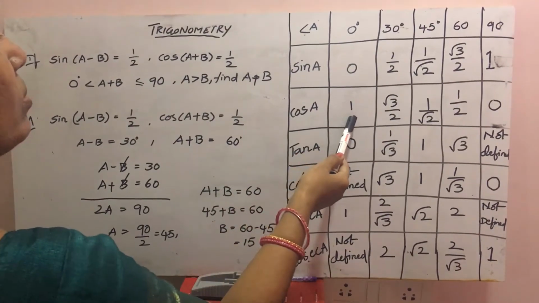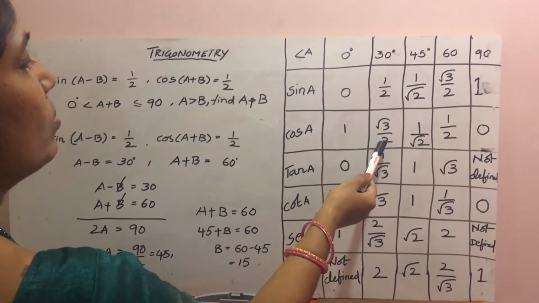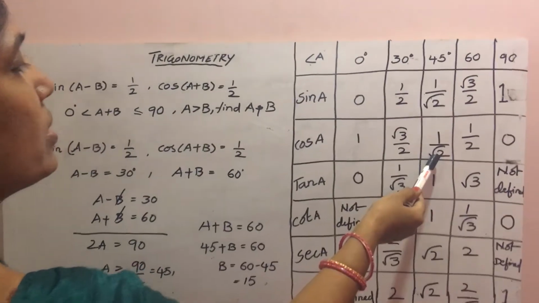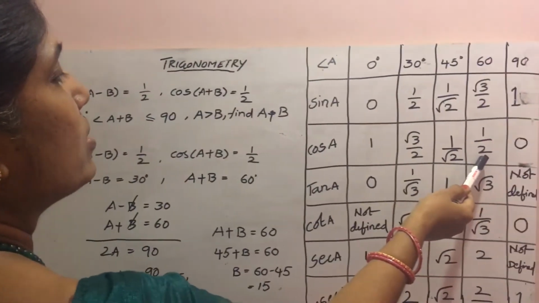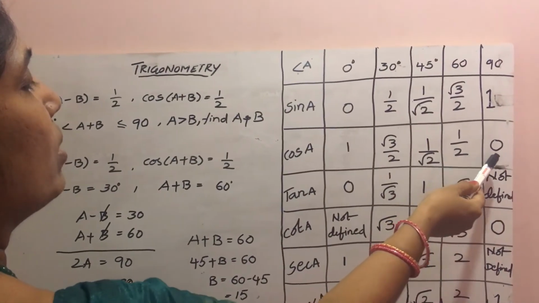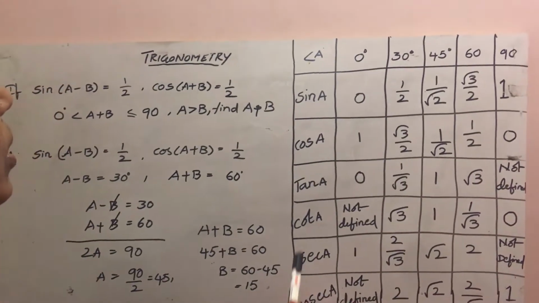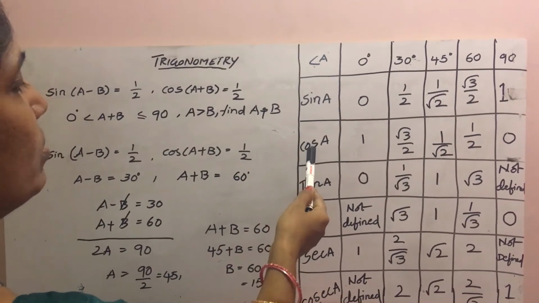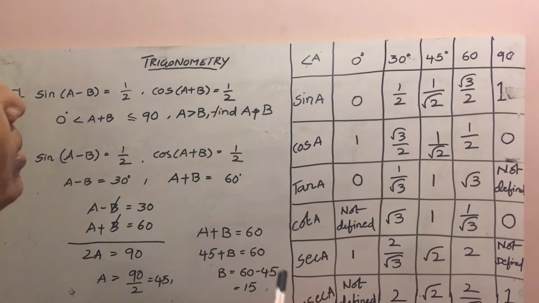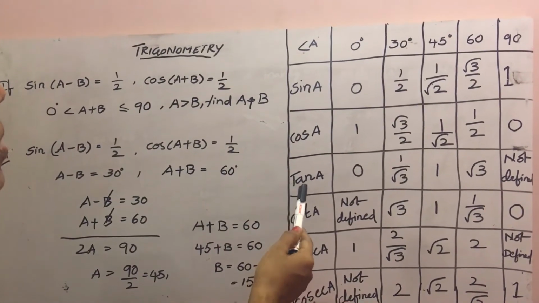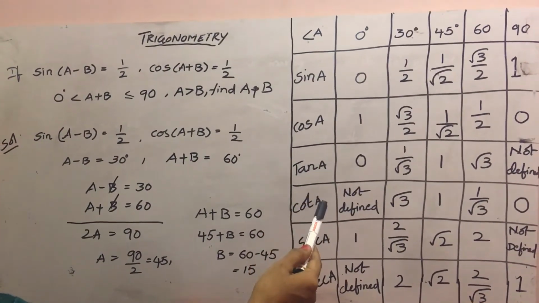Cos 0 is equal to 1, cos 30 is equal to root 3 by 2, cos 45 is equal to 1 by root 2, cos 60 is equal to 1 by 2, cos 90 is equal to 0. If we know sin and cos values, we can easily find out other trigonometric ratios. See how. Tan is equal to, we know, sin by cos.